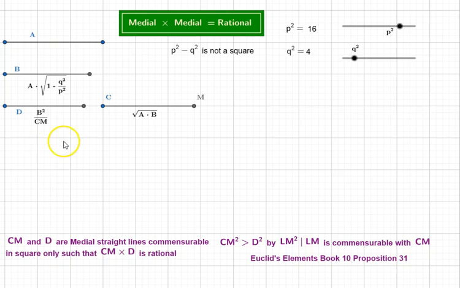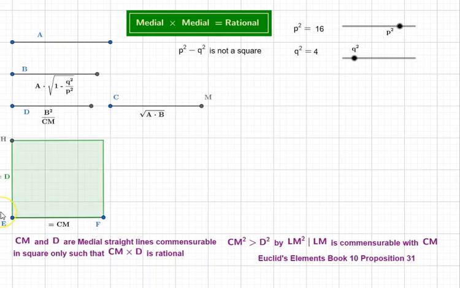What we have achieved is we have found two straight lines D and CM, which are also commensurable in square only, and their product is rational. So product means the rectangle contained by D and CM. So here EF is equal to CM and EH is equal to D.